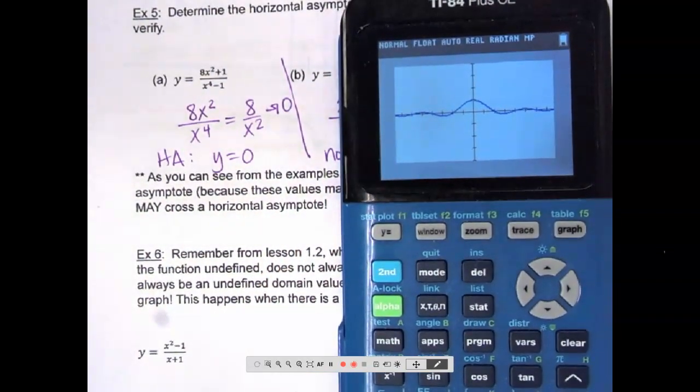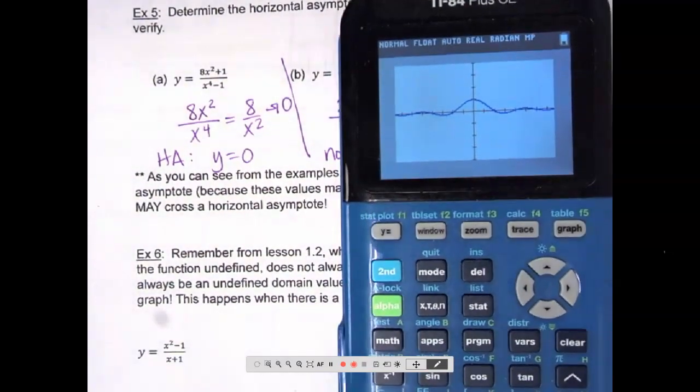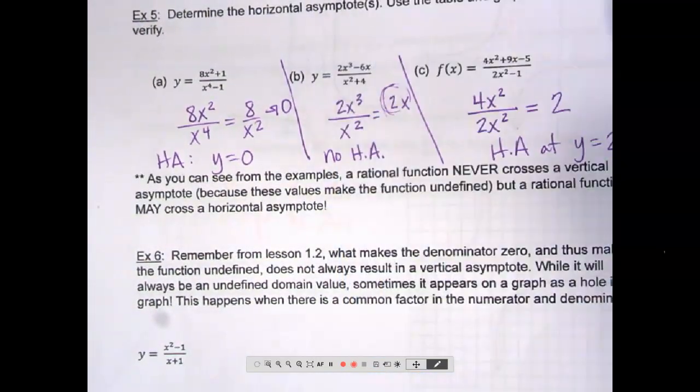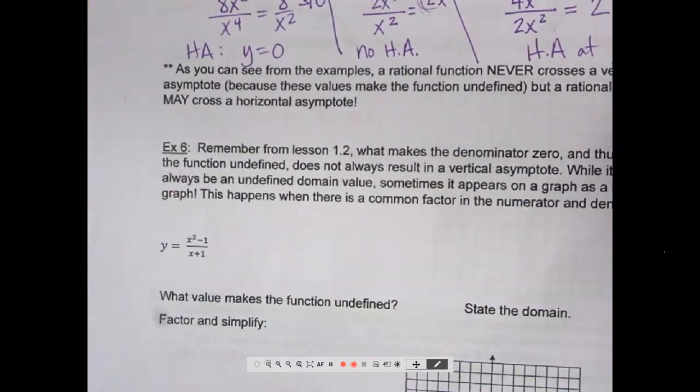But that's okay. Vertical asymptotes, you will never see that happen. A graph will not cross a vertical asymptote. You may occasionally run into a function that crosses a horizontal asymptote. Okay, just a little fun there. A little math fun for the Friday.